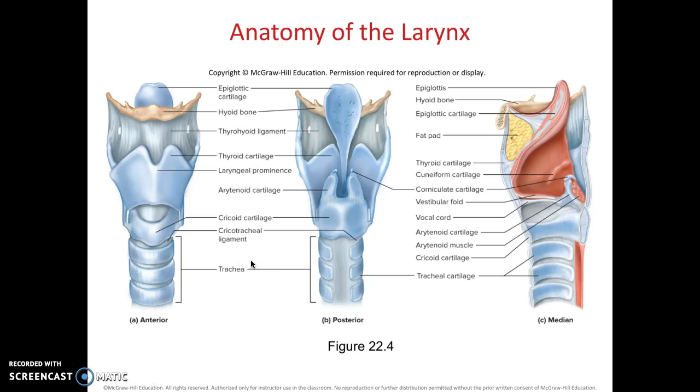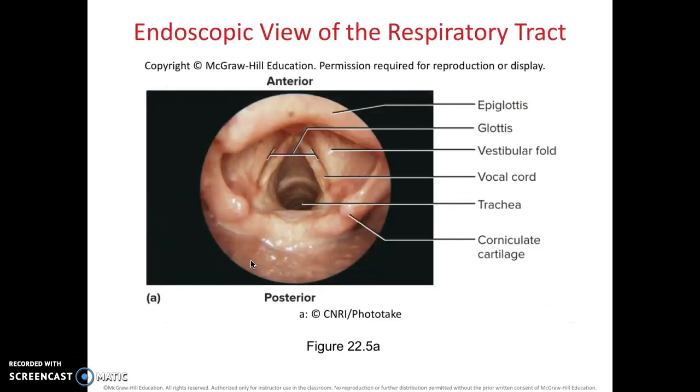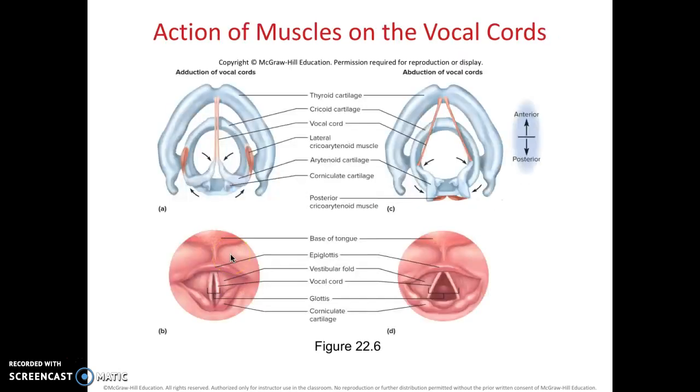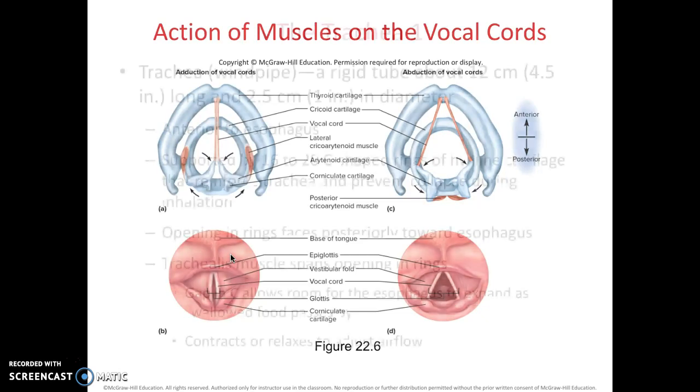So here we have the anatomy of the larynx, where you can see the hyoid bone, as well as all the cartilaginous structures. And we can see an endoscopic view going down in there. You can see the epiglottis, as well as the vestibular folds, the vocal cords, and the trachea itself. Moving on, you can also see the action of how muscles can impact the vocal cords, allowing for speech.